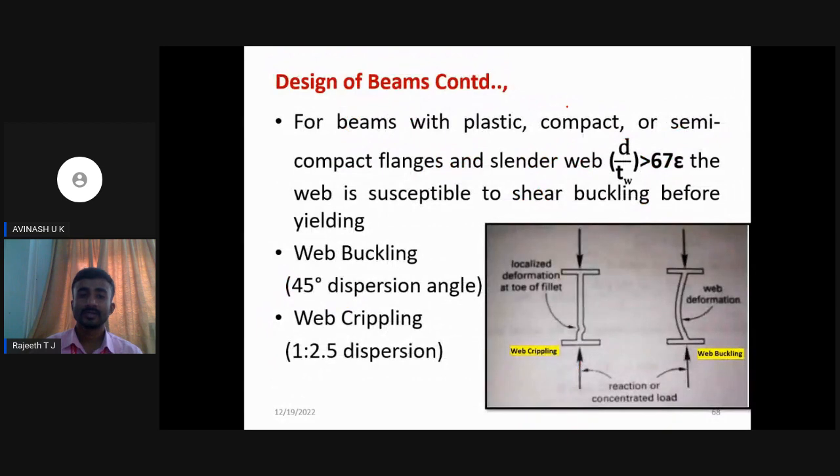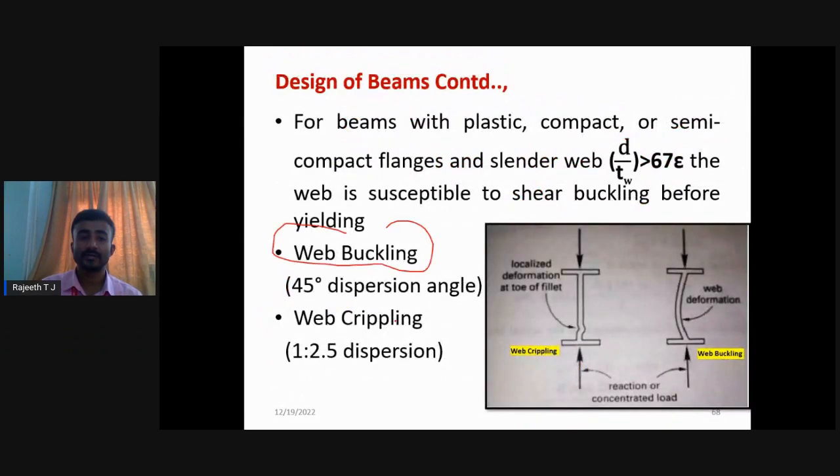Then next, in case of beams, we need to know what we mean by web buckling and what we mean by web crippling. Web crippling is a localized deformation at the toe of the fillet, because of a concentrated load acting on the beam or at supports. If it is a simply supported beam, at supports we are going to have more shear force, unbalanced shear force. So in this junction, we are going to get web crippling.